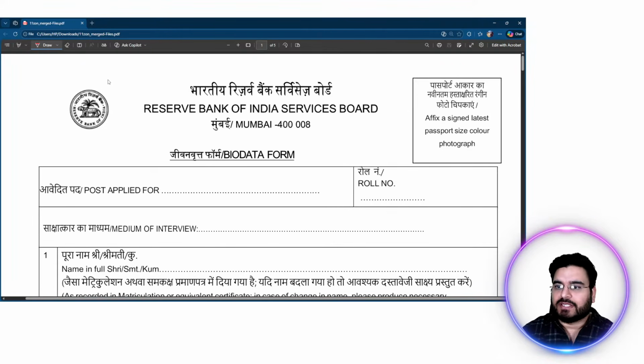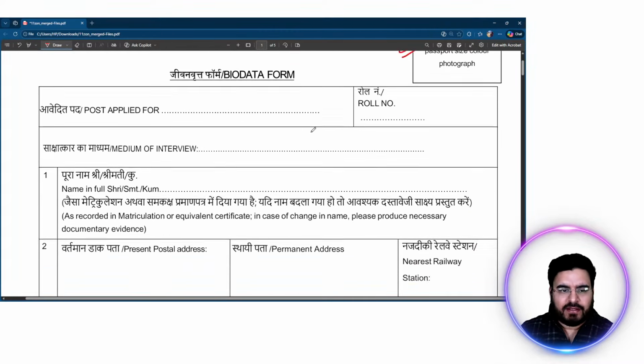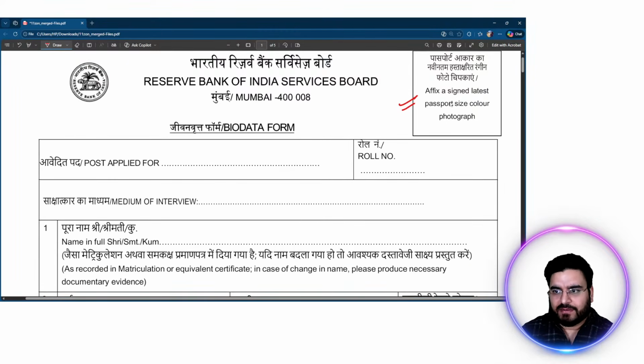Okay, let's start with the first thing. You have to put a good photo, a passport size color photograph, and that should be the recent photograph which you have used in your entire Grade B written stage. The same photograph you should attest here also. Now please remember, affix and sign. Once you attach the photo here, you have to sign across the photo like this.